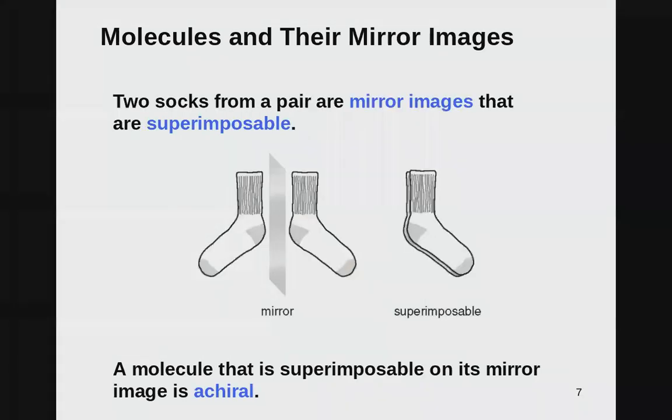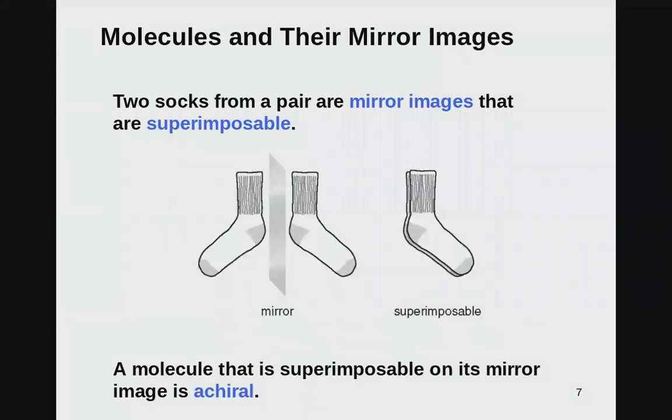So let's give you another example. Let's go to your socks. So two socks from a pair are mirror images of one another. You can flop them over, right? If I have two pairs of socks, I flip one over onto the top of one another, that's a mirror image. Conversely, if I laid one sock on top of the other sock, they are also superimposable, provided they're from the same set.